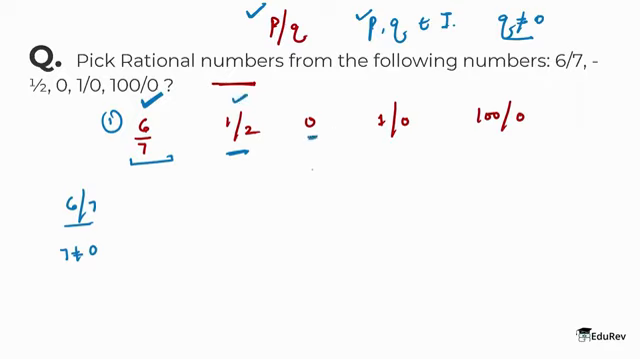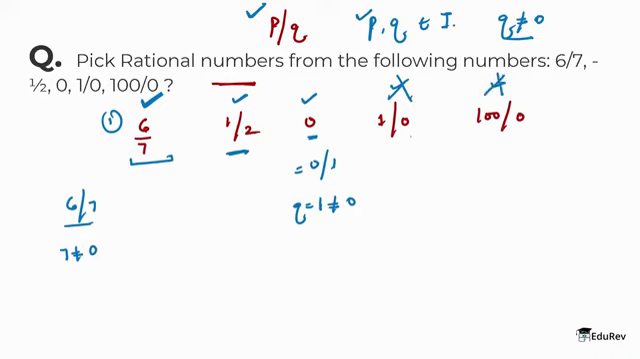Now when I talk about 0, there is this ambiguity among people about whether 0 is a rational number or not. But mind it, 0 is a rational number. Why? Because 0 can be written as 0 by 1, correct? Where both 0 and 1 belong to the set of integers, correct? And Q, in this case, is equal to 1, which is not equal to 0. So that means 0 is also a rational number. So what did we understand from this? We understand that P can be equal to 0 in a rational number, but Q can never be equal to 0. And this is exactly why our last two numbers, that is 1 by 0 and 100 by 0, cannot be rational numbers.